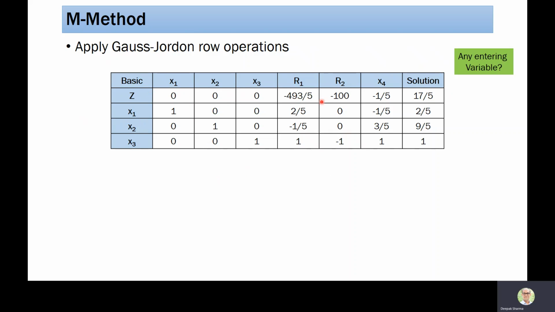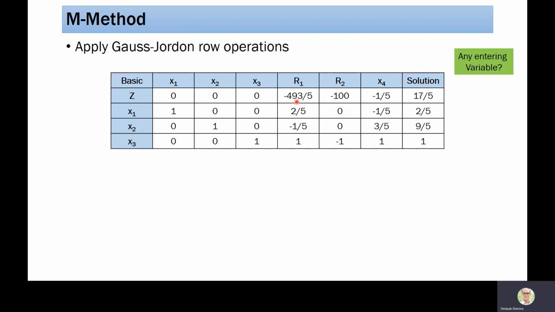Now look at the coefficients in the Z row. Looking at the non-basic variables, as per this iteration X1, X2, X3 are basic, so R1, R2, and X4 are non-basic. None of the coefficients in the Z row is positive. This means there is no entering variable. As per our simplex method, since there is no entering variable, we should stop.